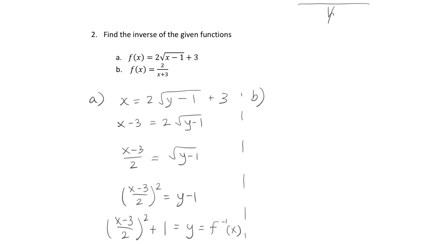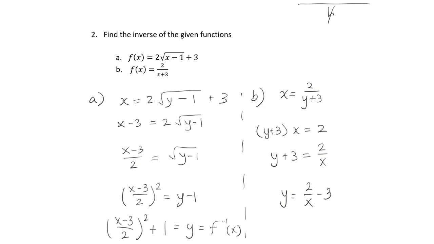For part B, I'm going to start with x equals. We can switch the place of x and y. And then I'm going to multiply both sides by the denominator. So we'll multiply by y plus 3 over here and multiply by y plus 3 over there. Now we're going to get y by itself. So I'm going to divide the x over here. And then finally subtract 3. And use function notation.